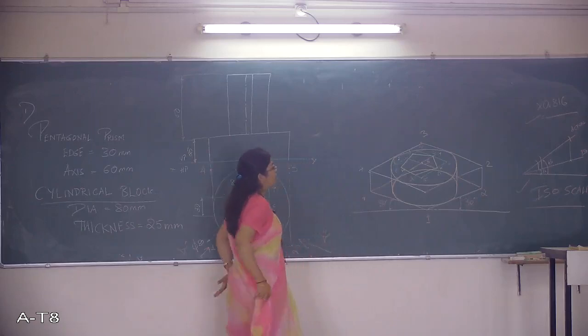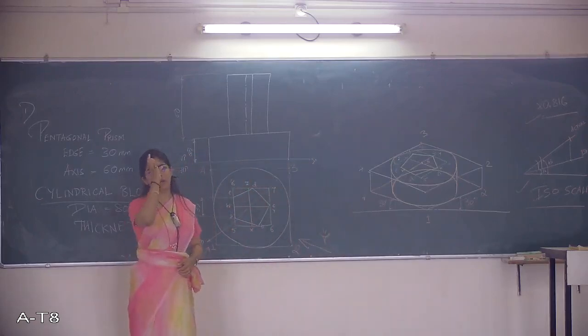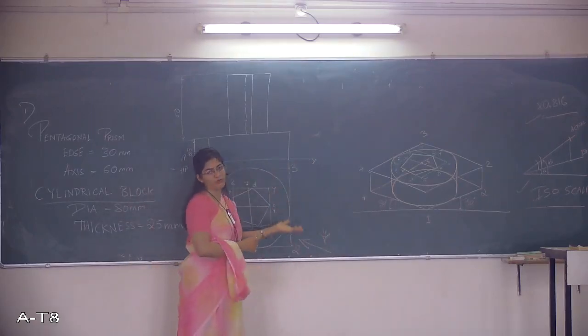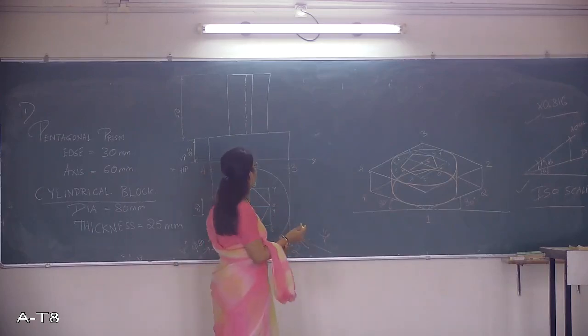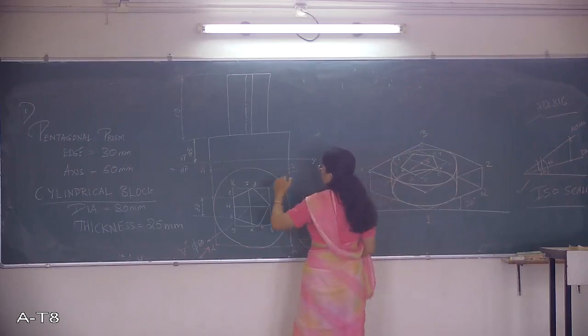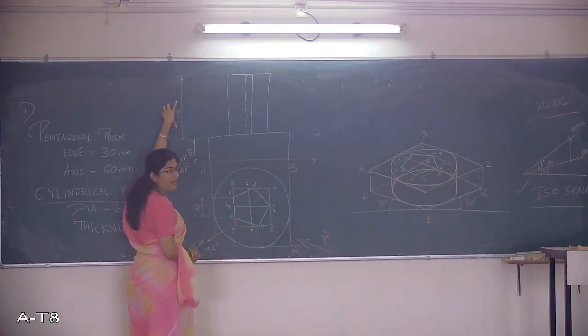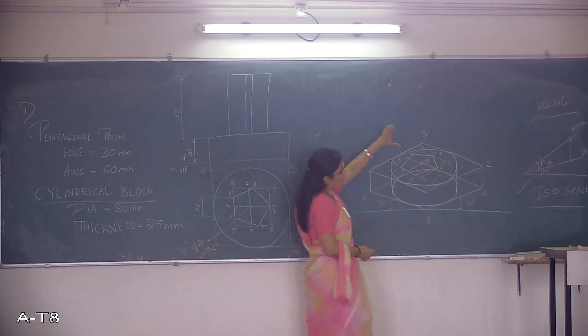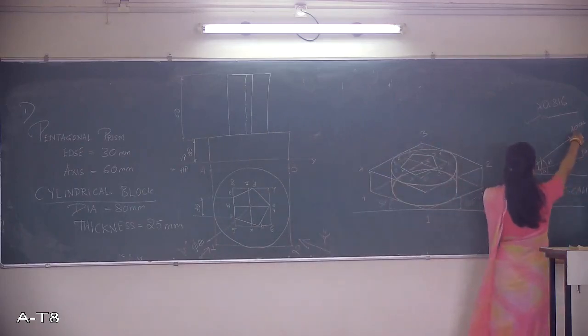This is the base of the pentagonal prism. Once you get the base of the pentagonal prism, getting the top face becomes very easy because it's a prism. The top face is just going to lie above it. What we can do is, we know that the height of this prism is 60. Go take a compass, measure 60, mark it here and get the iso reading.